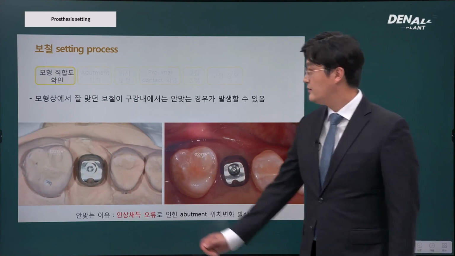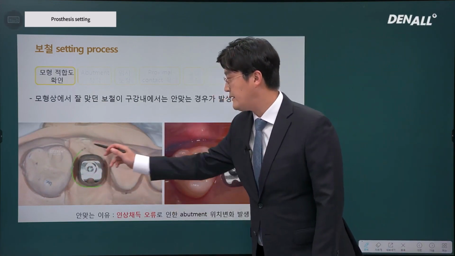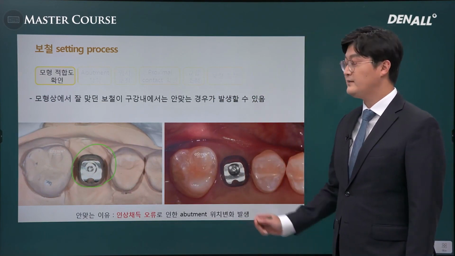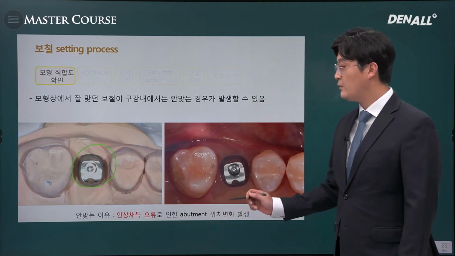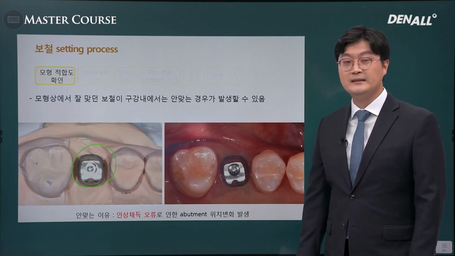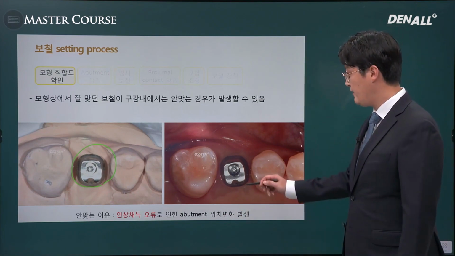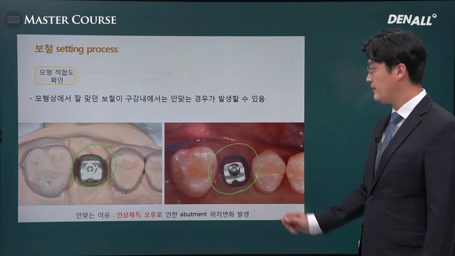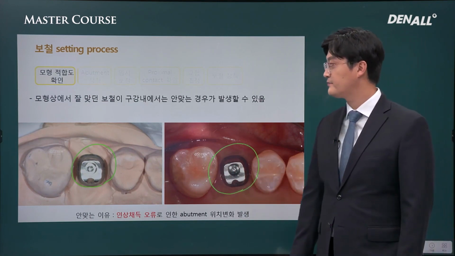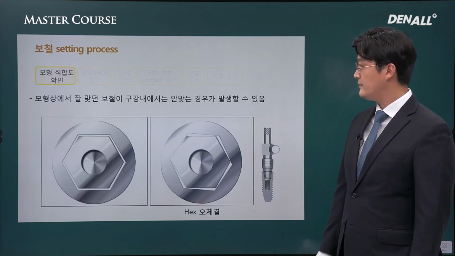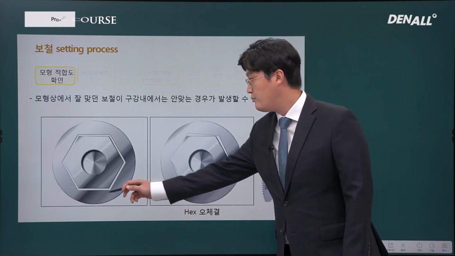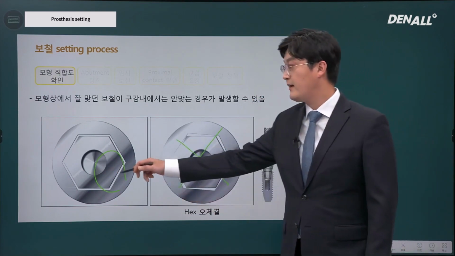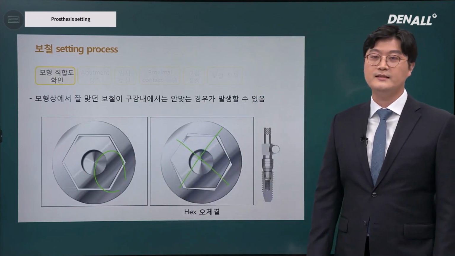If it fits well on the plaster model, but because of a wrong impression coping connection, or if the lab analog has been connected wrong by the lab, then there can be deviations or error when we connect it to the oral cavity. When we take the impression coping, this is the wrong way. You need to make sure that the hex is correct.